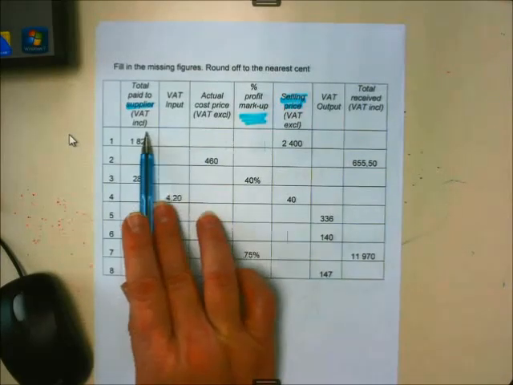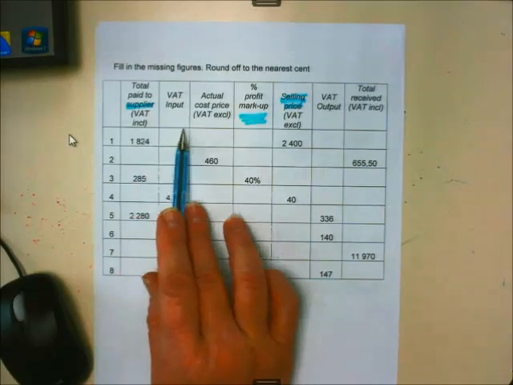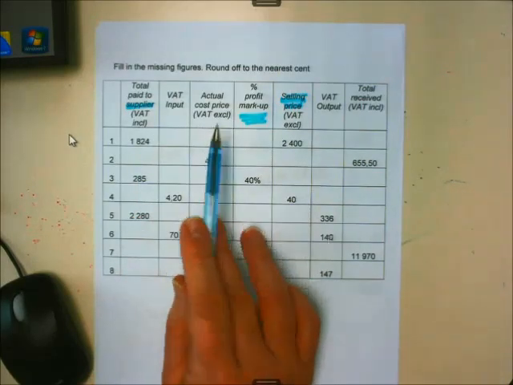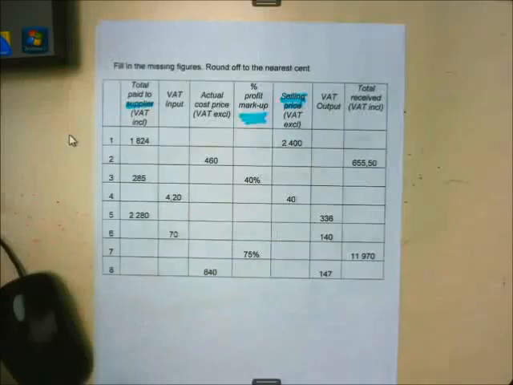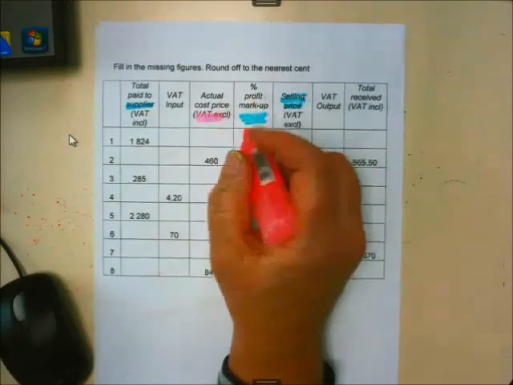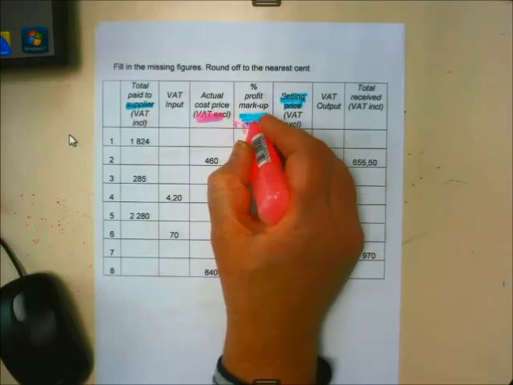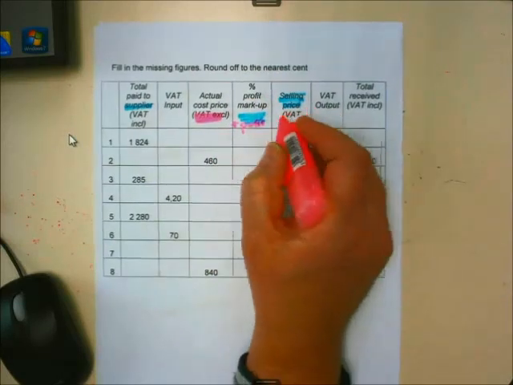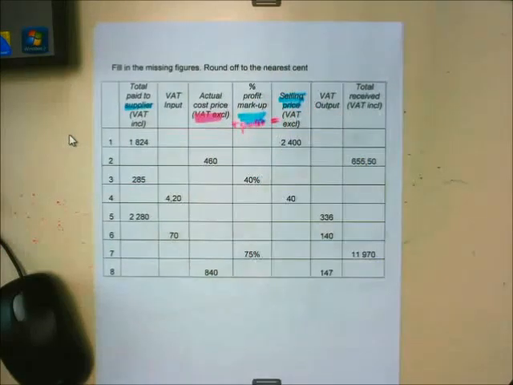Or if I gave you the amount that you pay to the supplier inclusive, you must take out the VAT so that you can have the VAT exclusive, because on the VAT exclusive, you can add a profit, and then you've got selling price VAT exclusive. And then from there, you can add your VAT so that you can make it inclusive.